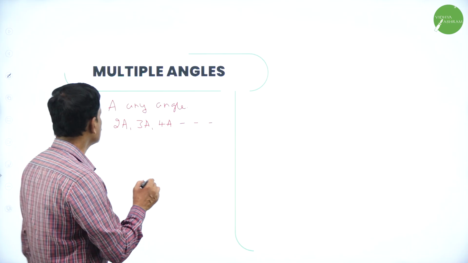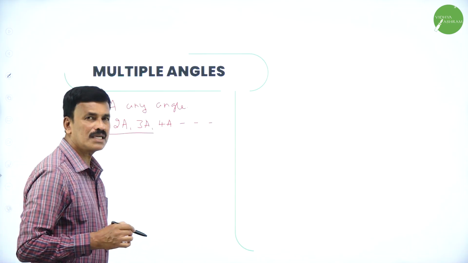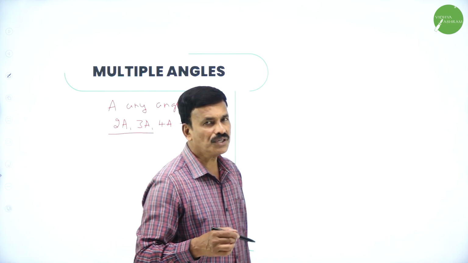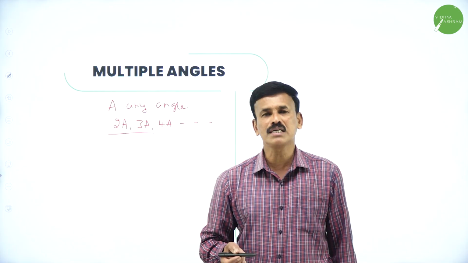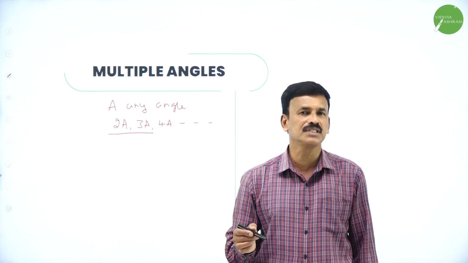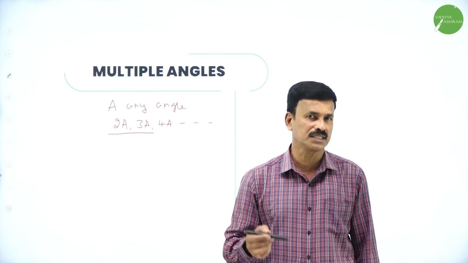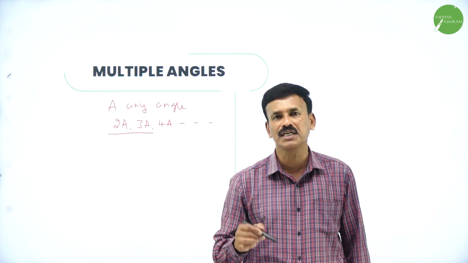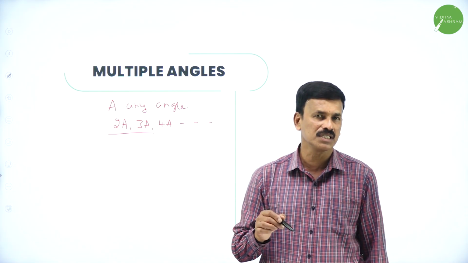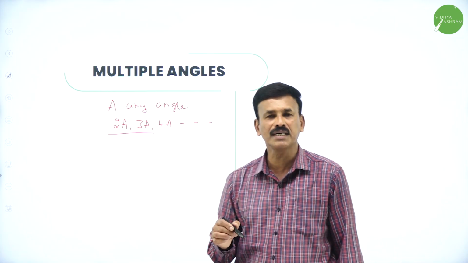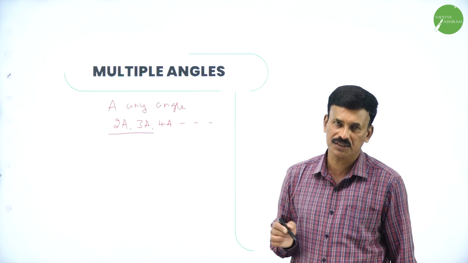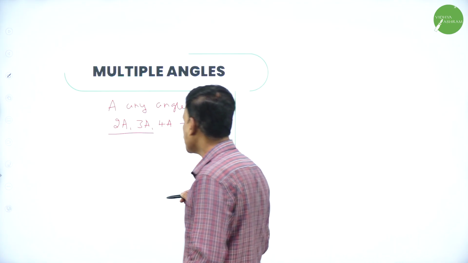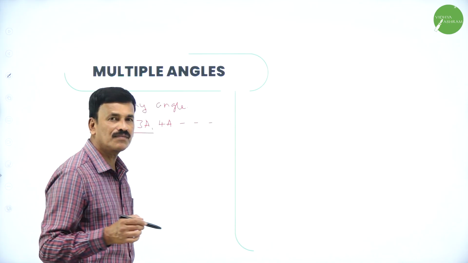In your syllabus, you are going to study multiple angles of 2A and 3A. Here we are going to connect the relation between multiple angles of 2A and 3A, like sin 2A, cos 2A, tan 2A, and similarly sin 3A, cos 3A and tan 3A, and the problems based on these. These are the things you are going to study in this concept. Now, let us look at the multiple angles of 2A.